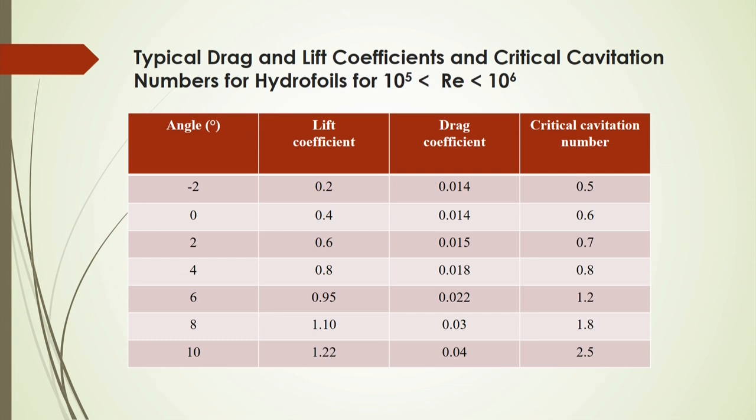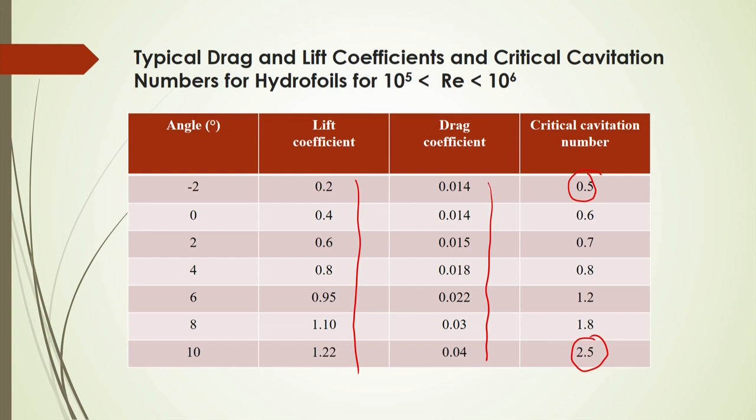So, in this case, if the angle of attack is minus 2, 0, 2, 4, 6, 8, 10, accordingly the lift coefficients are given here: 0.2, 0.4, 0.6, up to 1.22 for an angle of attack of 10. And in that case, the respective drag coefficients are also given, and the cavitation number in this case is 0.5 and up to 2.5 for these angles of attack.